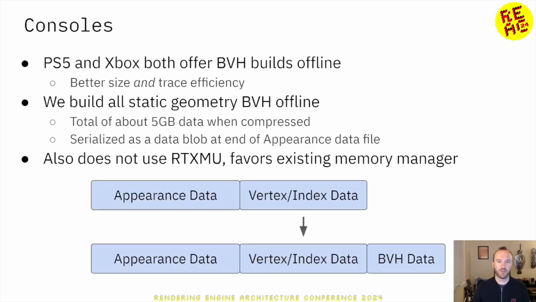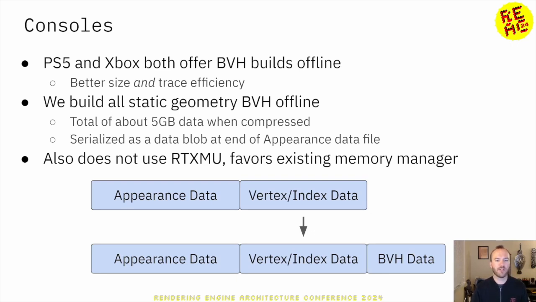A quick note on consoles, because BVH memory there is slightly different. Consoles offer the ability to build BVHs offline, which can give better memory and trace efficiency because the offline environment can spend more time optimizing the BVH build for these qualities. Diablo IV builds BVHs for all static geometry offline for Xbox Series X and PS5, and the total size of this data when compressed is around 5 gigabytes for each platform. We also elected not to use RTX-MU for consoles because consoles do not have the same memory alignment requirement as PC from a memory management perspective, and it was more suitable to use our internal engine systems in this case.